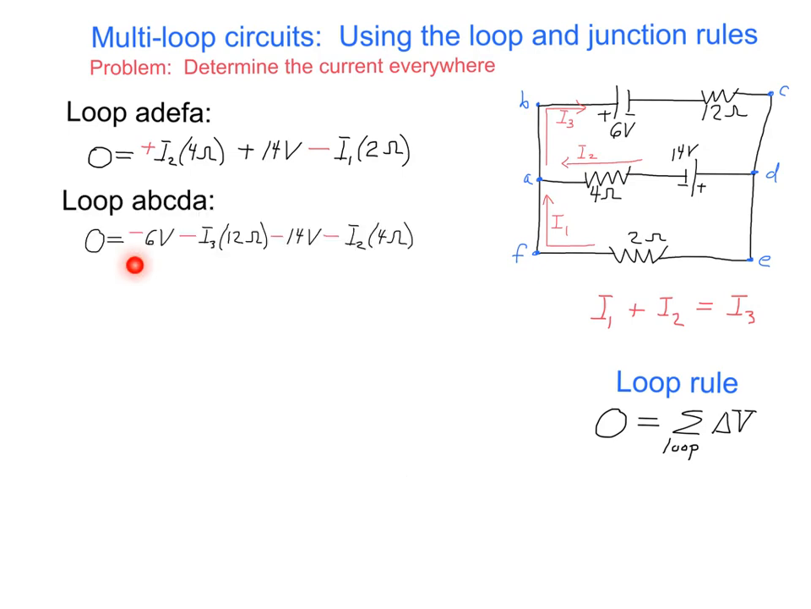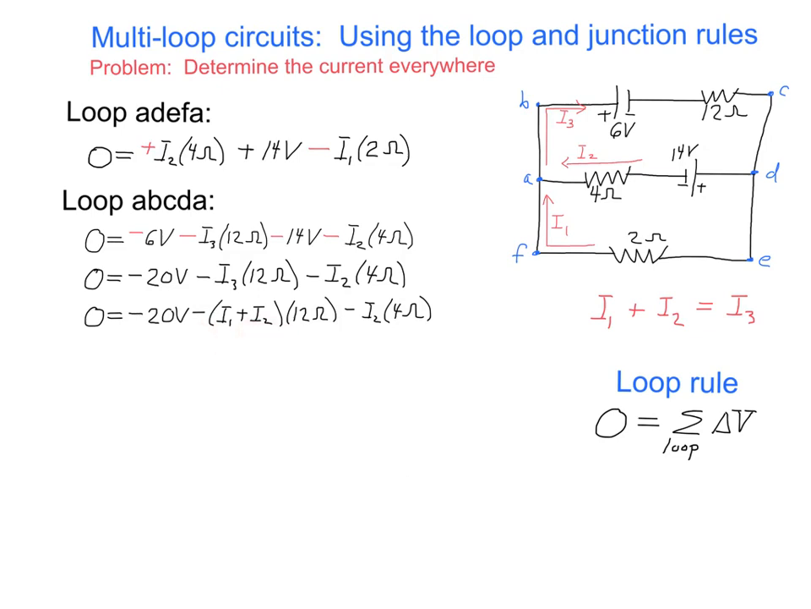Now we can combine the negative 6 volts and the negative 14 volts, and that gives us negative 20 volts. And for I3, we can substitute I1 plus I2. We can then distribute this through. We'll have minus I1 times 12 ohms and minus I2 times 12 ohms. And the minus I2 times 12 ohms we can combine with the minus I2 times 4 ohms to get minus I2 times 16 ohms. So now we have two equations with two unknowns, I1 and I2.